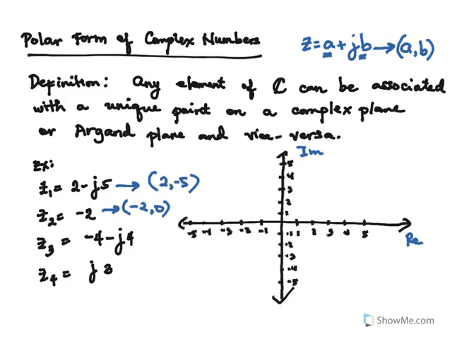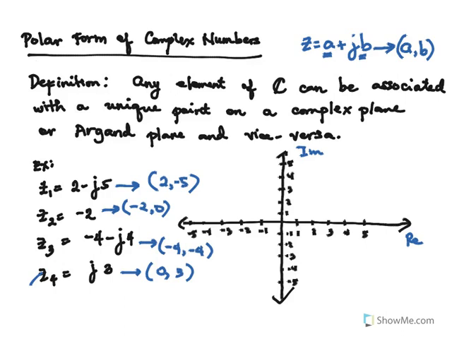z3 is associated with the point (-4, -4) on the complex plane. And z4 is associated with the point (0, 3) on the complex plane. So (0, 3), because in this case, in our z4, you only have j3, the real part is 0. So the ordered pair is (0, 3). So, when we sketch the graph of these complex numbers on the complex plane or the Argand plane, we simply locate the point associated with each complex number.